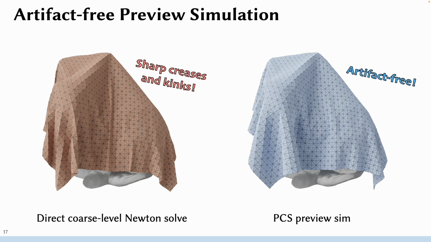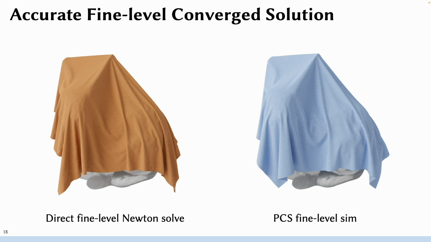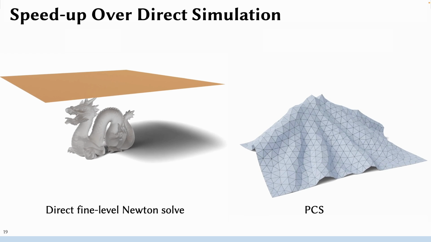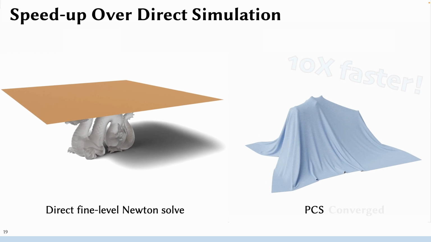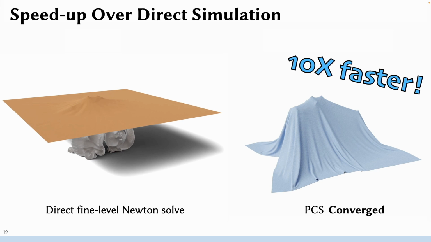Meanwhile, PCS not only produces artifact-free coarse-level preview simulation, but at the finest level of refinement, also gets the same converged and so high-quality result as if we directly use the IPC method at fine resolution. As a bonus feature, PCS achieves an order of magnitude speedup compared to direct simulation at the fine level, assuming we know the entire parameter settings at the beginning.